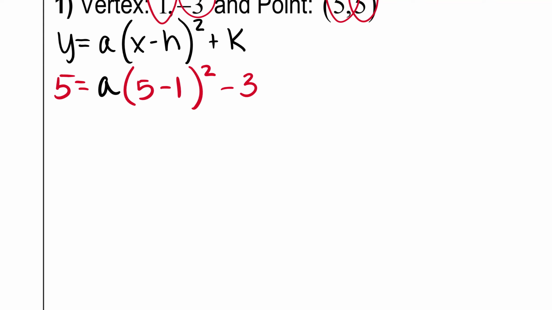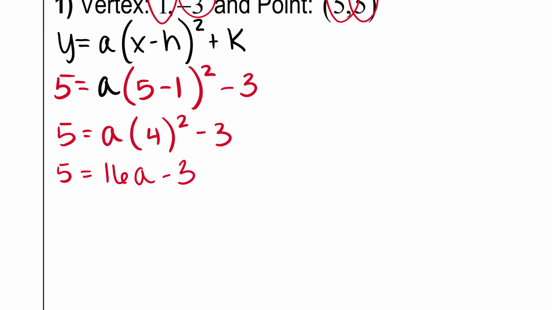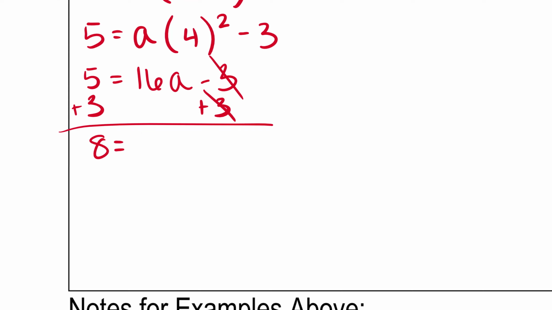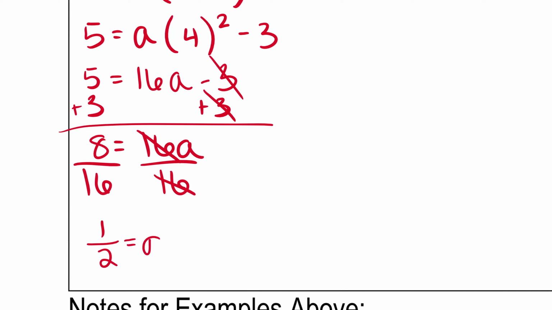Alright, so I'm going to go ahead and just go in order, like with PEMDAS. So I have 5 minus 1 is 4. Okay, then 4 squared is 16. So I'm just going to put the number in front of a because that's what you would do. And now you have 2 steps to solve this. So I would add 3 to both sides. So I have 8 equals 16a, and then divide by 16 on both sides to get a. And then 8 over 16 just reduces to 1/2, and that's a.